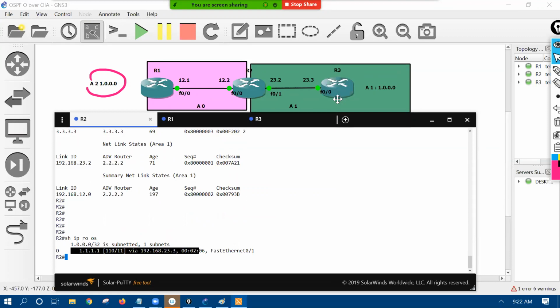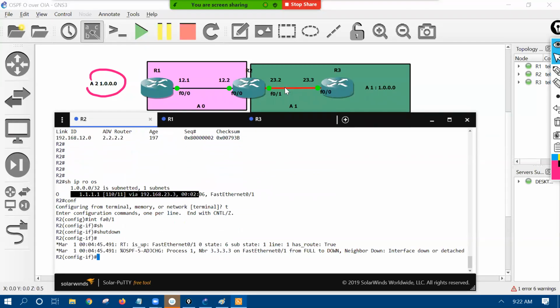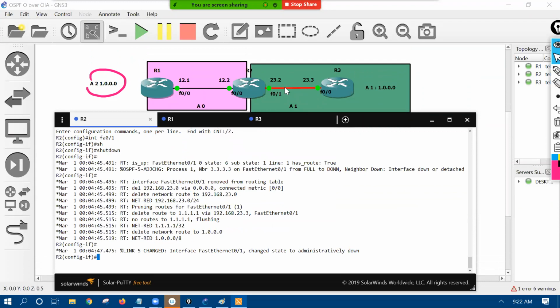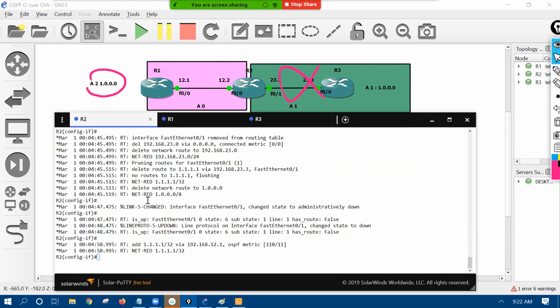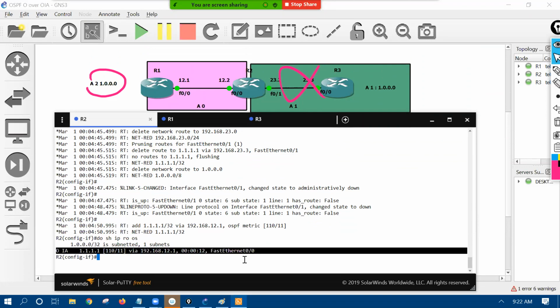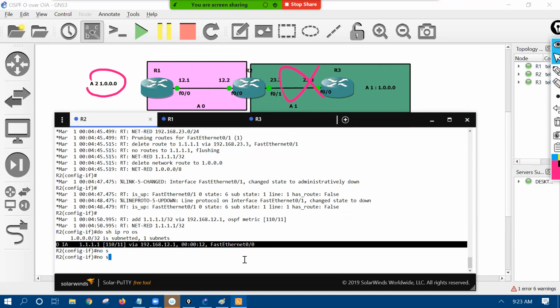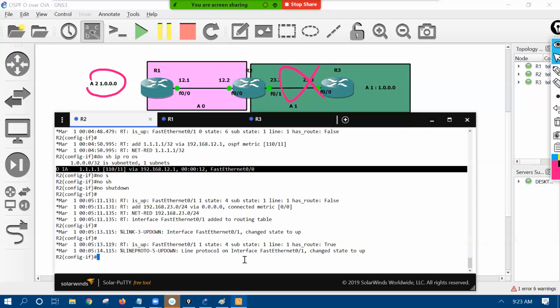If I shut down this link, interface 0/1, then what happens? Now this route comes into the picture. Can you see that? OI. But once I bring this interface back with no shutdown, it will be removed, because this is the OI route, right?